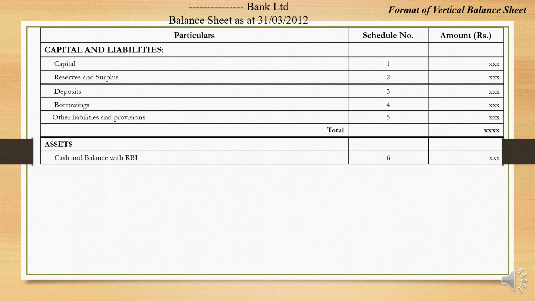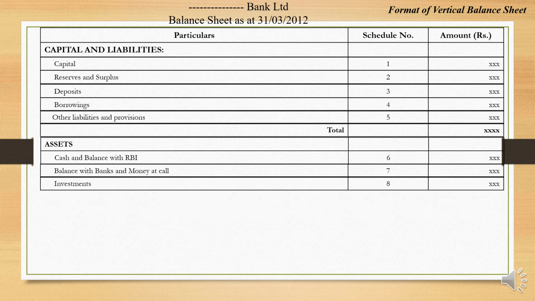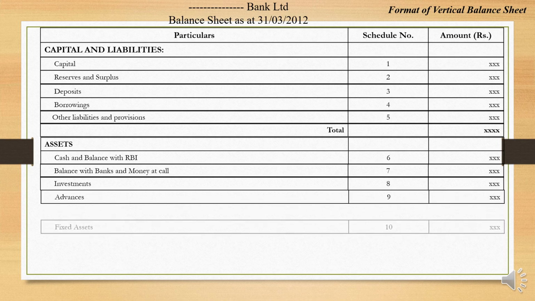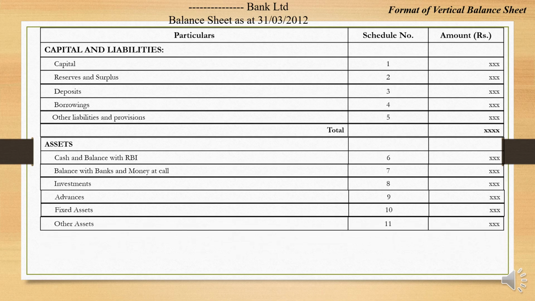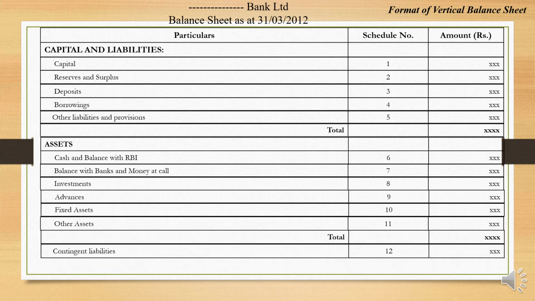On the asset side, the first is cash and balance with the Reserve Bank of India, schedule number 6. Next, balance with other banks and money at call and short notice, schedule number 7. The next one is investments, schedule number 8. Next is advances, schedule number 9. Next is fixed assets, schedule number 10, and the next one is other assets, schedule number 11. With this, we get the total of assets, and finally schedule number 12 is for contingent liabilities.